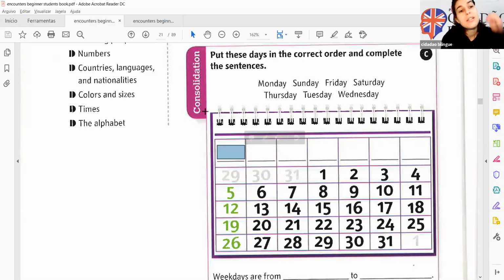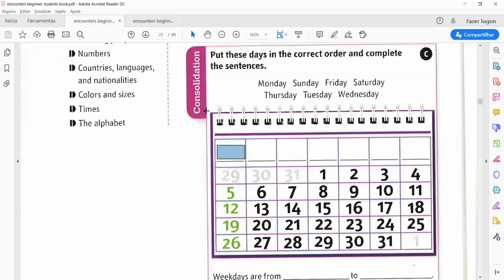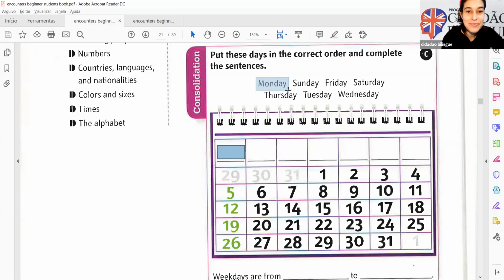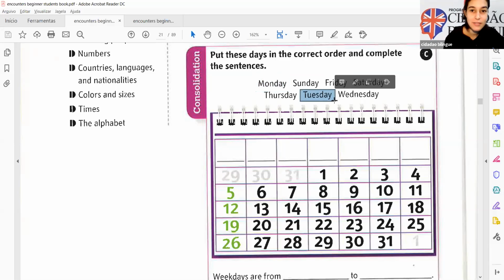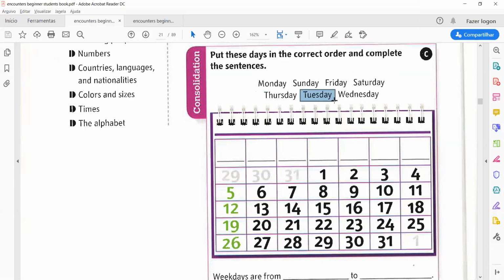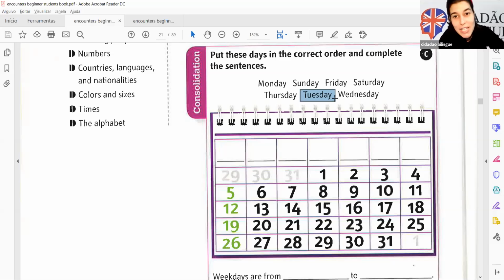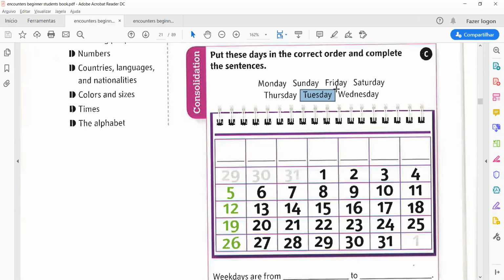Next day, what comes after Sunday? O que que vem depois de domingo? What comes after Sunday? Monday. Monday, very good, Monday. Segunda-feira, Monday. Okay, what comes after Monday? O que vem depois? Tuesday. Tuesday. Okay? Terça-feira, Tuesday. Okay, what about after Tuesday? What comes after Tuesday? Wednesday. Wednesday. Very good.